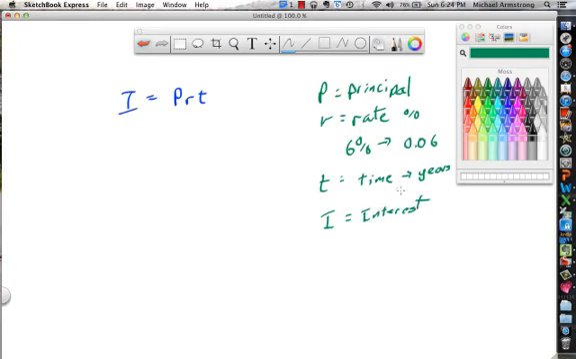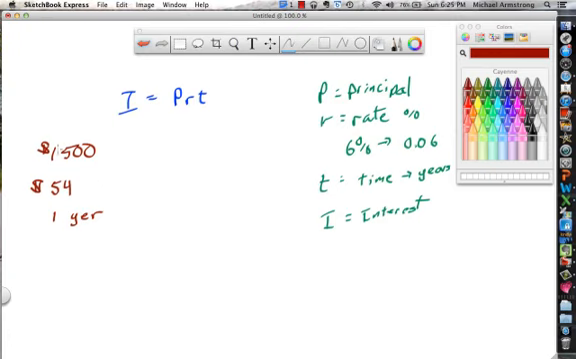Now this is simple interest, so we're not compounding. It's just the simple problem. Interest equals principal times rate times time. Now the book says, say you have invested $1,500, and that you earned $54 in 1 year.